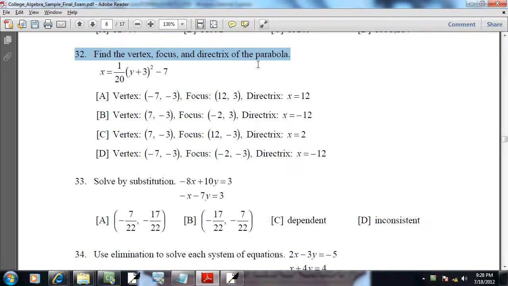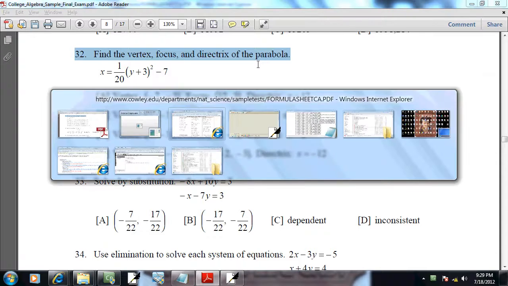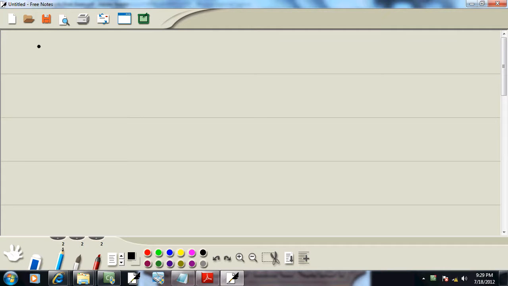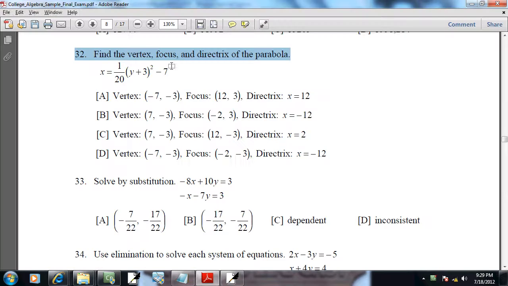Let's take a look at number 32. It says find a vertex, focus, and directrix of the parabola. So they give us x is equal to 1/20th (y plus 3) squared minus 7.